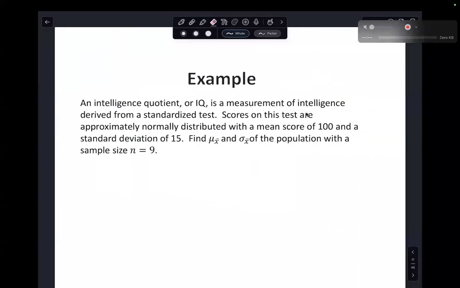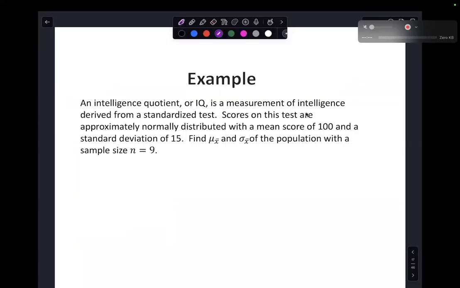So let's do an example here. An intelligence quotient, or IQ, is a measure of intelligence. We have a mean score of 100, standard deviation of 15. So we're going to find our sampling distribution of sample mean. Whoa, I just threw my Apple Pencil. And we're going to find the standard error. We're using a sample size of 9. So this is what it's going to look like.